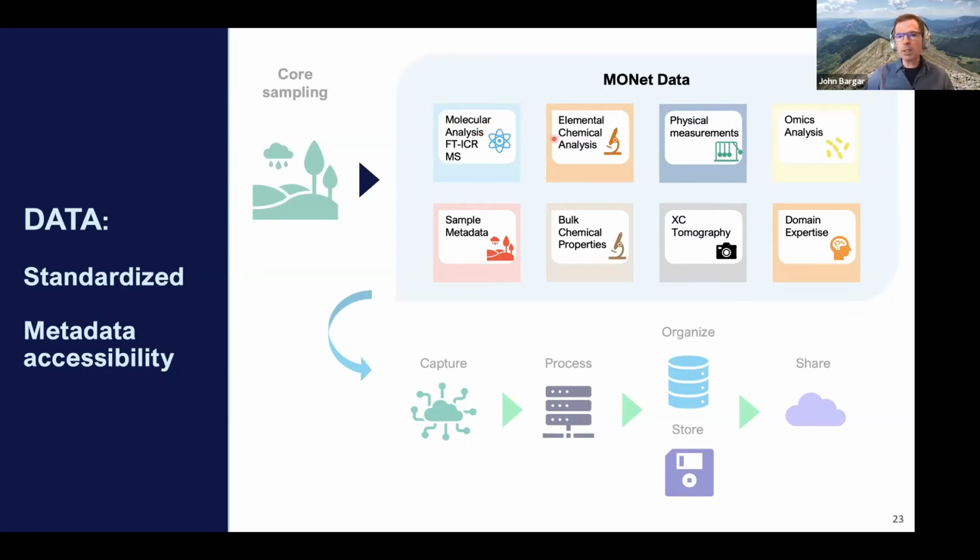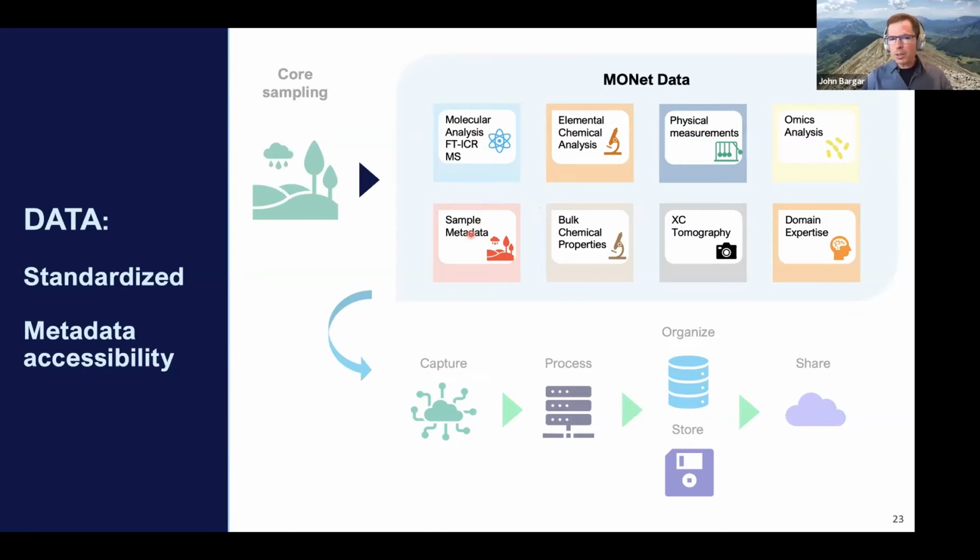So there's molecular analysis, the bulk and the elemental chemical analyses, the physical measurements such as CT, this tremendous information from omics analysis, et cetera. We're going to be talking quite a bit about metadata, though, in addition to the data. And that's because the metadata are super important.